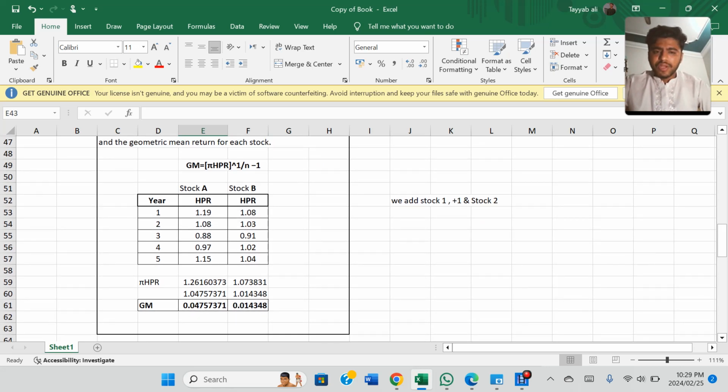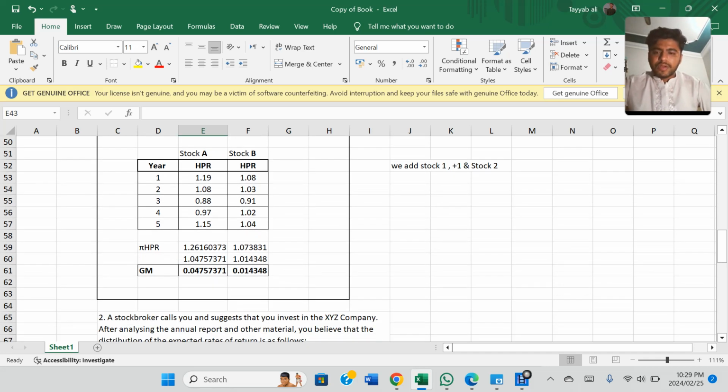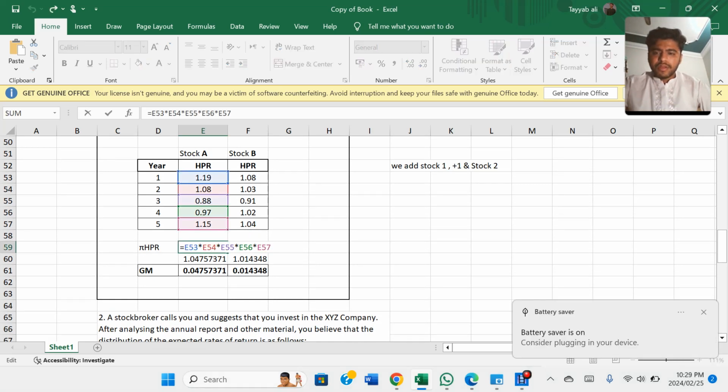Firstly, we add 1 to stock A and 1 to stock B over the past 5 years, years 1 to 5, the holding period returns. Select the column: year 1 multiplied by year 2 multiplied by year 3 multiplied by year 4 multiplied by year 5, press enter. The result is 1.26160373.